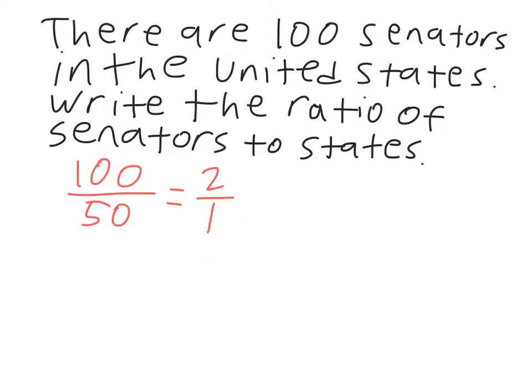Now normally you just want to say 2 to get it down to a whole number, but when you're dealing with ratios, you have to have two numbers. One thing to another thing. So 2 over 1, or you could write it 2 to 1, or in words, 2 to 1. But they specifically asked for senators to states, so the 2 has to come before the 1. So the order does matter based on what they asked for.